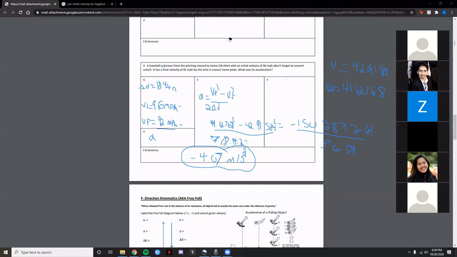Was it because I rounded off the velocities? But even if you round it off, it shouldn't be that off. You know what I mean? Yeah, hold on. I'm gonna try and calculate it.